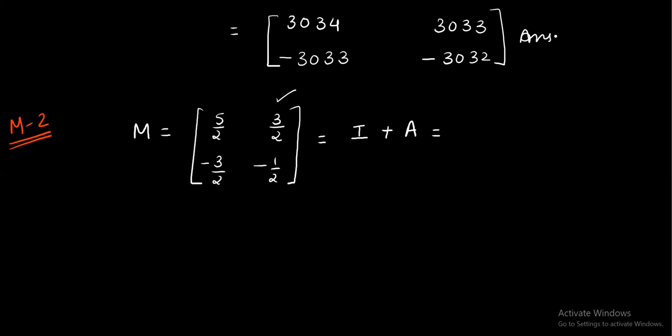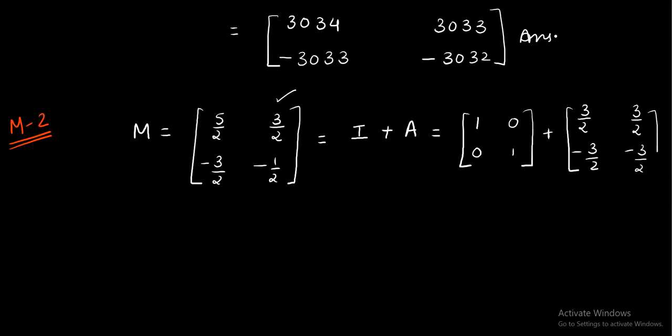What we have to do in the next step is finding the matrix A. Chalo, let's start. So this will become 1 0 0 1. What about matrix A? Matrix A ko you can write that 5 by 2 minus 1 is nothing but 3 by 2. And then we have, this is 3 by 2. Here you will get minus 3 by 2. And here it is going to be minus 3 by 2. This is matrix A.